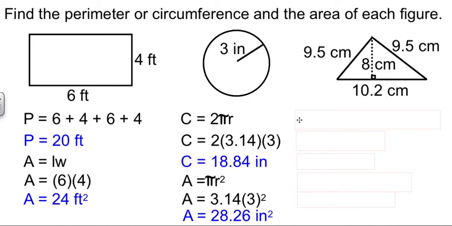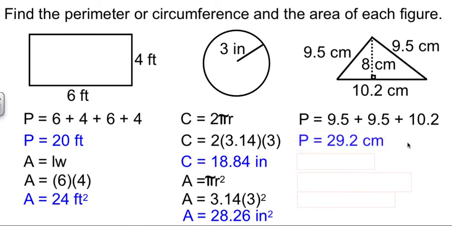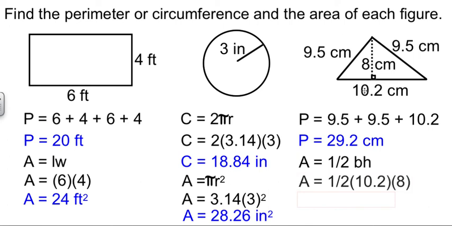Finally, we have our triangle to deal with. The perimeter of the triangle is add up the sides. 9.5 plus 9.5 plus 10.2 is 29.2 centimeters. Area, we said, is 1/2 times base times height. Well, the base is 10.2 and the height is 8. Punching that in, we get 40.8 square centimeters.